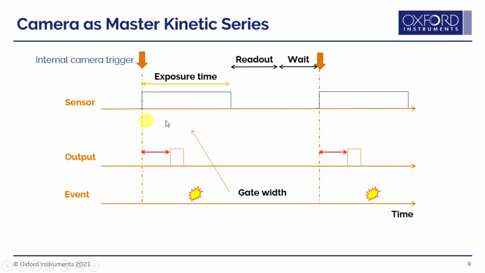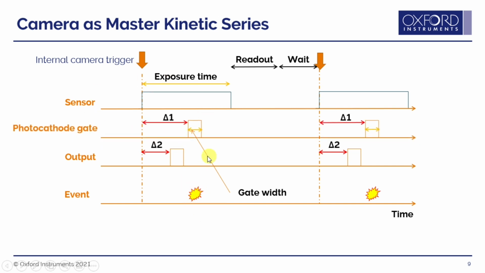So part of this will be, we've got our output signal, in the case of our setup output A, where we will trigger some kind of external output, which then means our event occurs in time where we want it to, in relation to the sensor exposure time and to the photocathode gate. So we can shift the photocathode gate in time to help calibrate the link between our output and the event that's occurring.